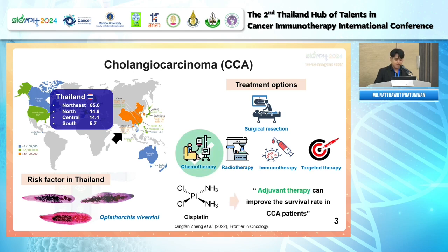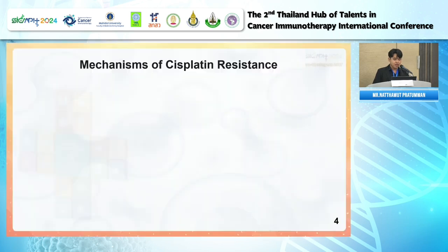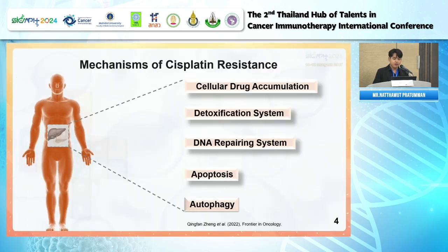But the number of CCA patients who benefit from adjuvant therapy with cisplatin is low because of resistance to cisplatin in CCA. We have five possible mechanisms by which CCA can resist cisplatin to escape its effect, including cellular drug accumulation, the detoxification system, the DNA repair system, apoptosis, and autophagy.